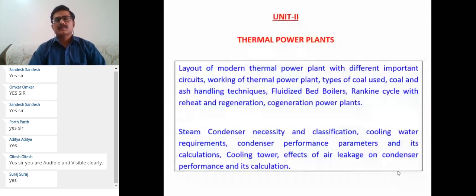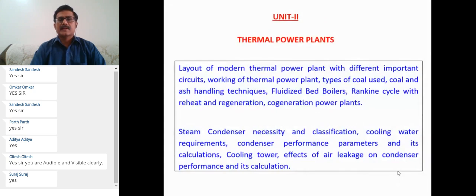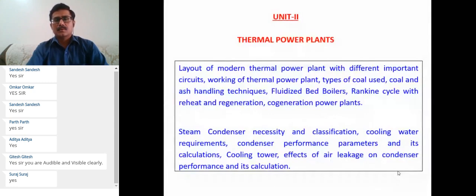The other part of this unit number 2: the type of coal used, the different qualities of coal which are used for the generation of steam, and then converting that steam into electricity by operation of a steam turbine. The coal handling and ash handling techniques, and fluidized bed boilers. These are different types of boilers which are used to burn the fuel and generate steam from water, and that steam would be used to operate the thermal power plant, the steam power plant.